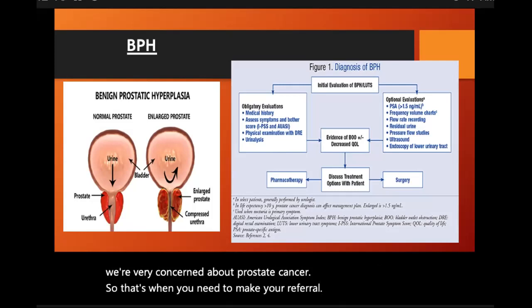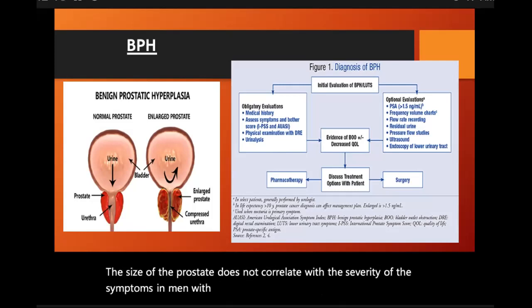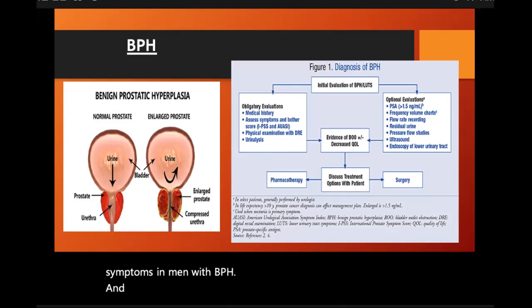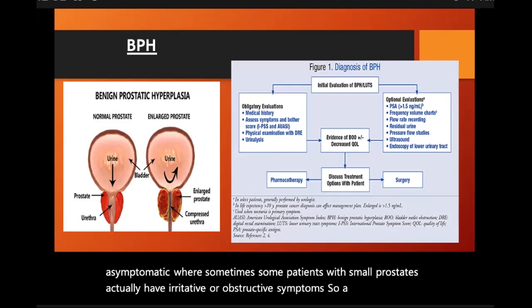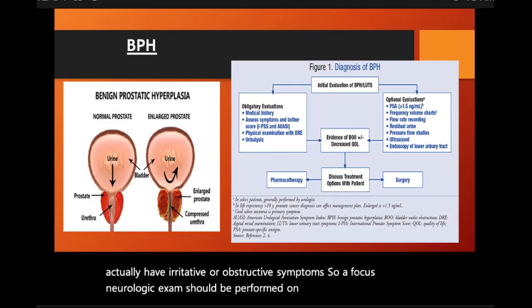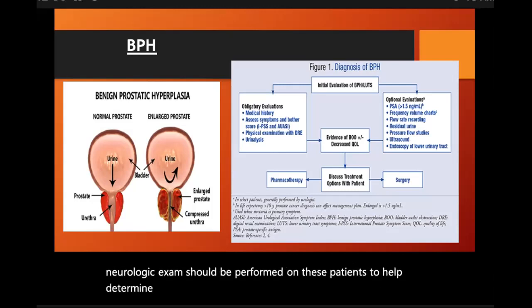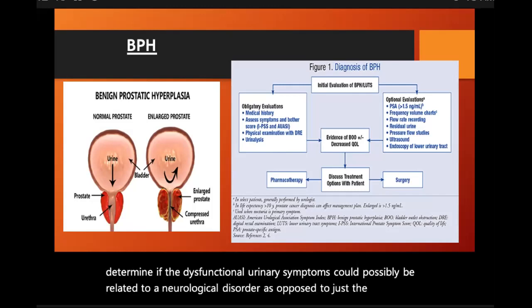The size of the prostate does not correlate with the severity of the symptoms in men with BPH. And keep in mind, many men with palpably enlarged prostates are asymptomatic, where sometimes patients with small prostates actually have irritative or obstructive symptoms. So a focused neurologic exam should be performed on these patients to help determine if the dysfunctional urinary symptoms could possibly be related to a neurological disorder as opposed to just the prostate. So keep that in mind.